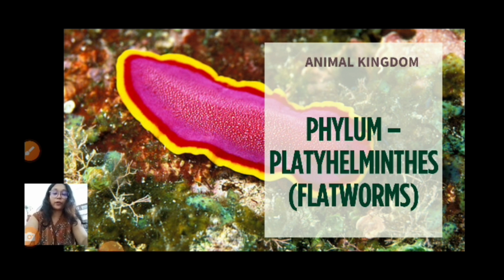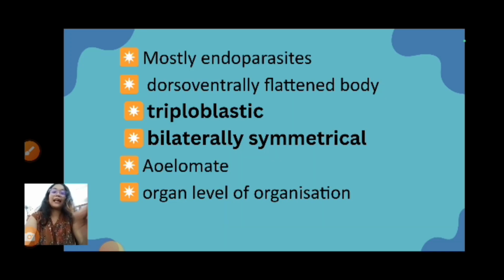flatworm. Okay, so in the background picture, you can see the flatworm, meaning it is dorso-ventrally flattened. Okay, it is flattened from the front side also, flattened from the back side also. Is it clear? So we'll see some characteristic features of platyhelminths in this video. So moving on to the slides.